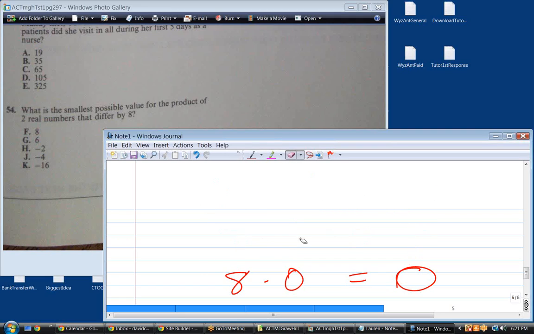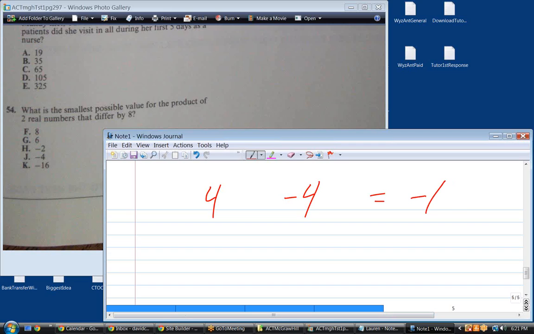So let's look at a positive and a negative number. You said 4. Well, let's look at 4 and minus 4. They differ by 8. What's their product? 16, minus 16. Notice that there's no other answer on there smaller than minus 16. That's got to be our answer.